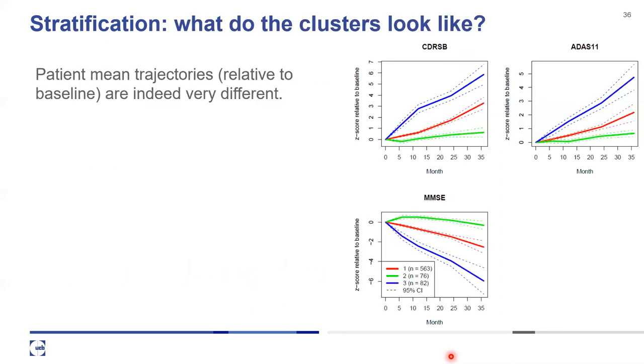So we ran VADER on this data set after carefully optimizing its hyperparameters. This is what the results look like. The three cognitive assessments, each in a different plot, are called CDR-SB, ADAS-Cog 11, and MMSE, without going into any details as to what that exactly means. Time in months is on the x-axis, assessment score is on the y-axis, and patient mean trajectories are plotted by cluster in each of the plots with a 95% confidence interval. The mean trajectories indeed seem quite different.